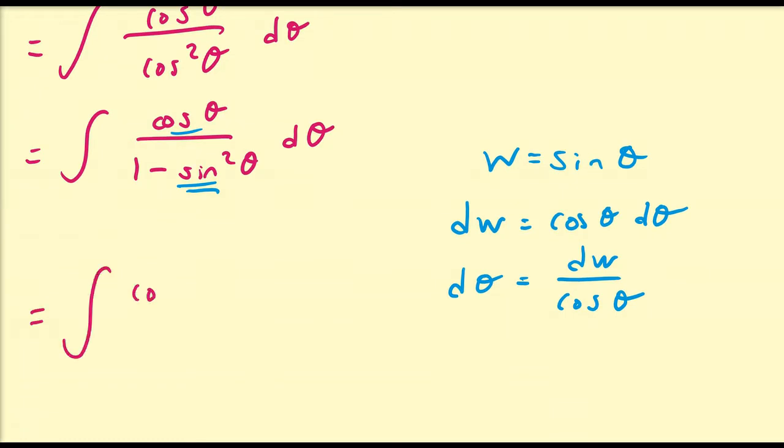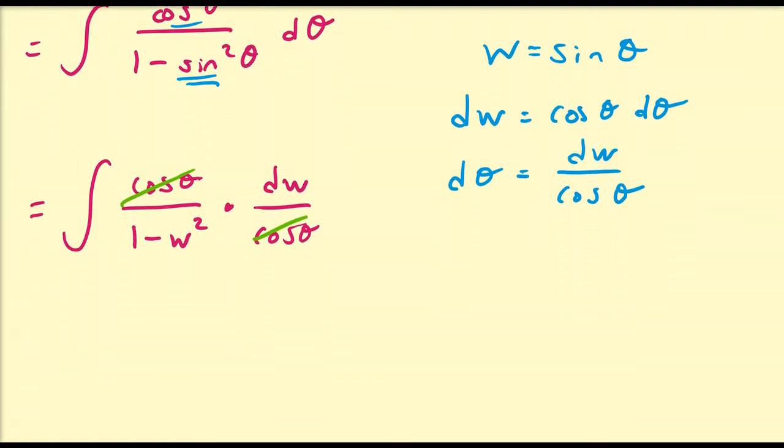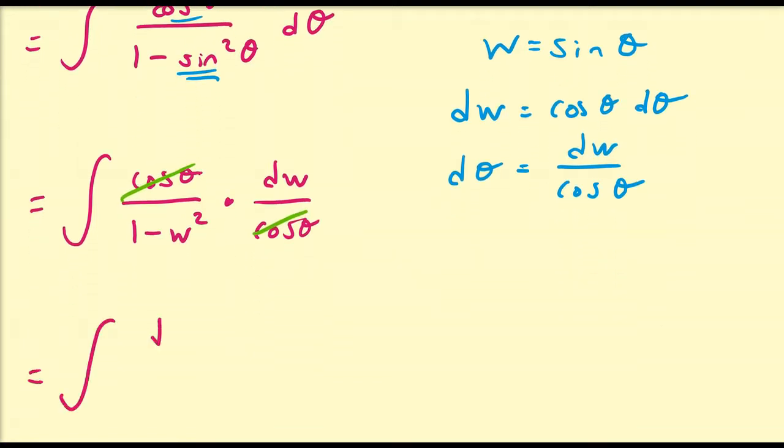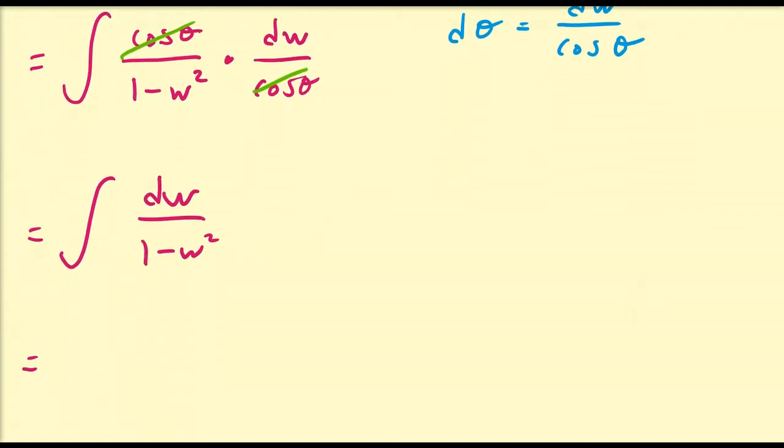So that's going to be equal to cosine of theta divided by 1 minus w squared, since sine of theta is w, times d theta, which is dw divided by cosine of theta. So our cosines cancel as desired, so this is just going to be equal to the integral of dw divided by 1 minus w squared. And this is an inverse hyperbolic function, so it's going to be equal to arc, and which one was it? If it's 1 plus w squared, that would be arc tangent. So if it's 1 minus w squared, that's going to be arc hyperbolic tangent. So arc hyperbolic tangent of w plus c.